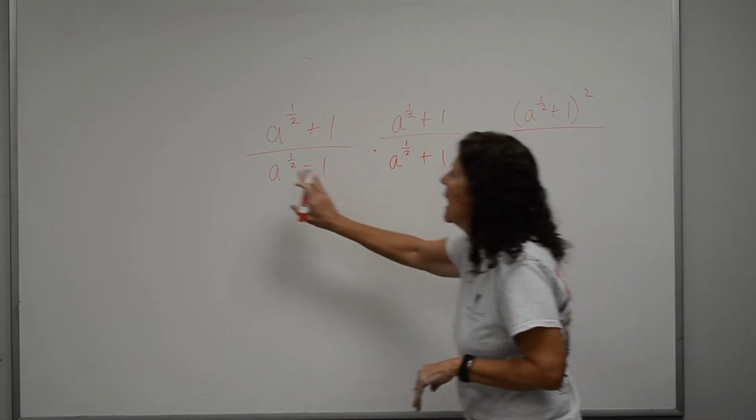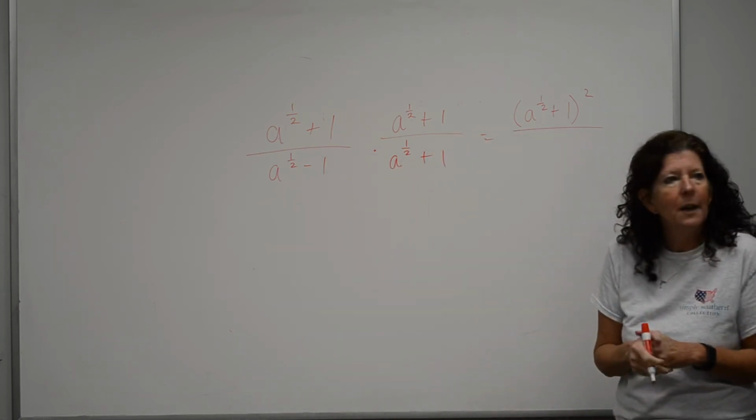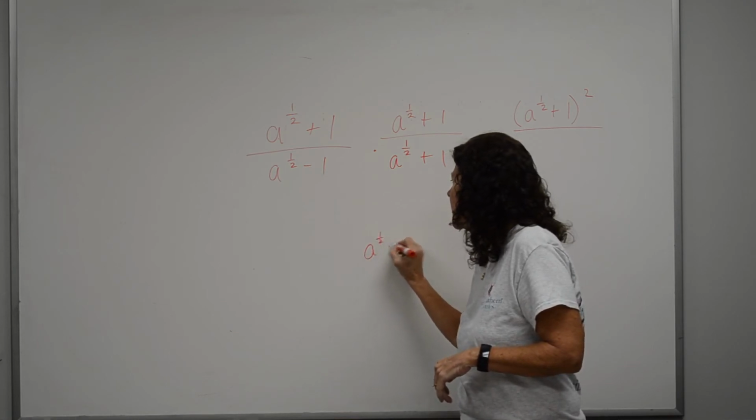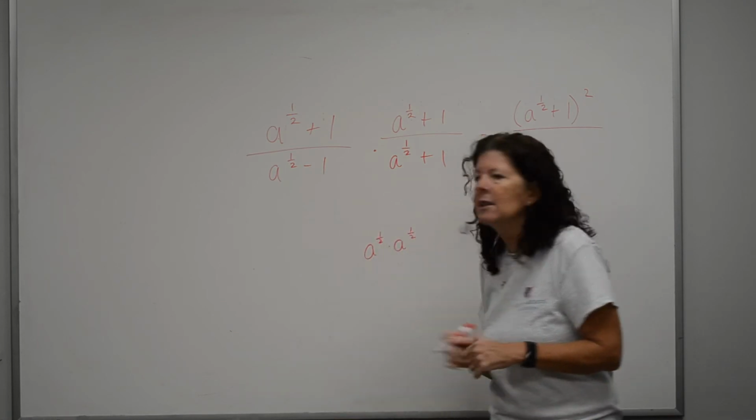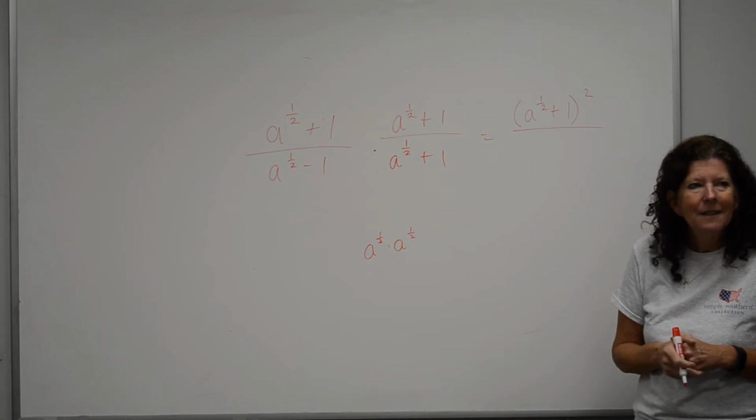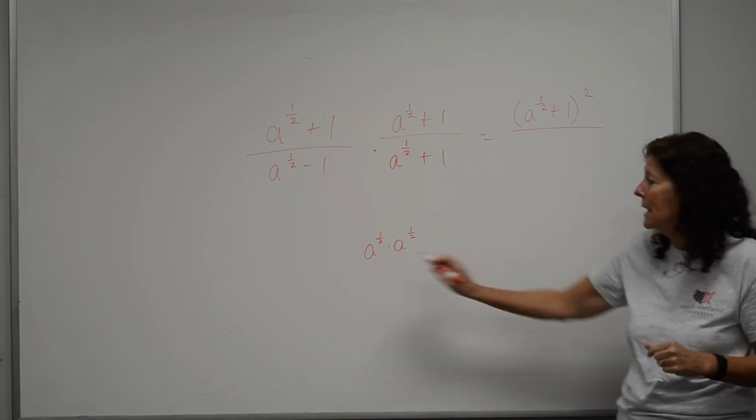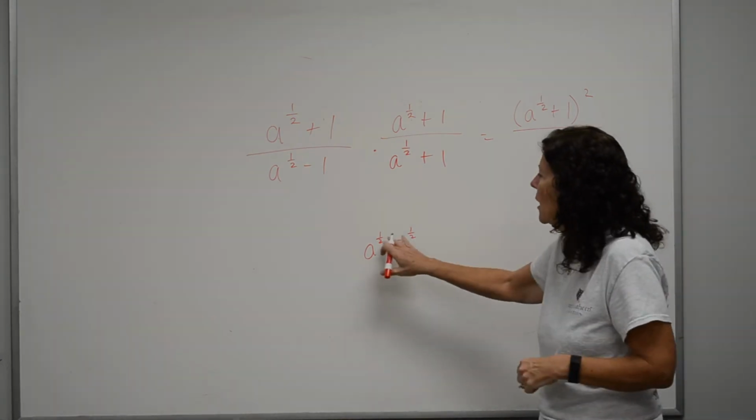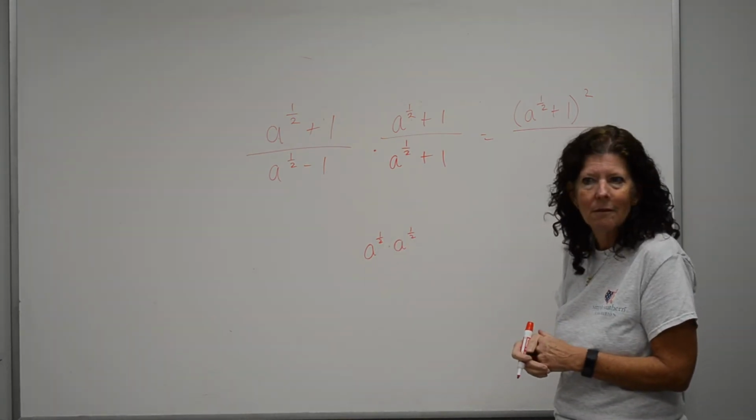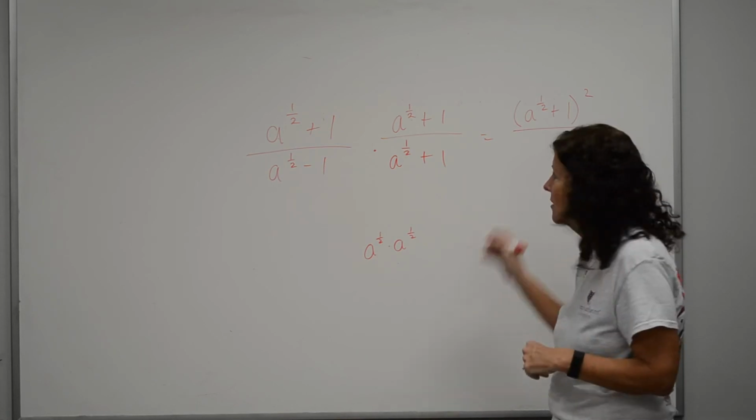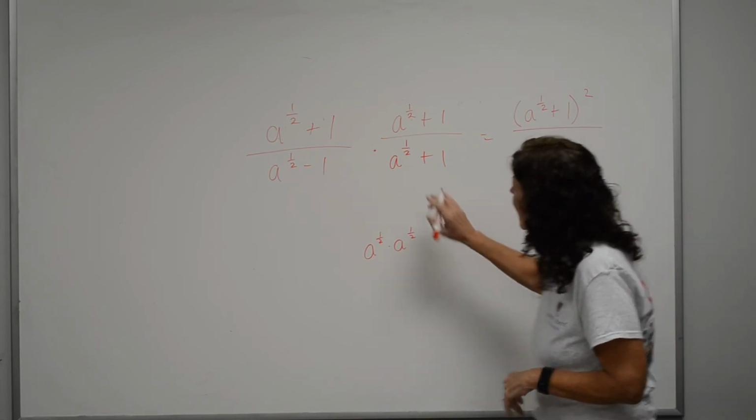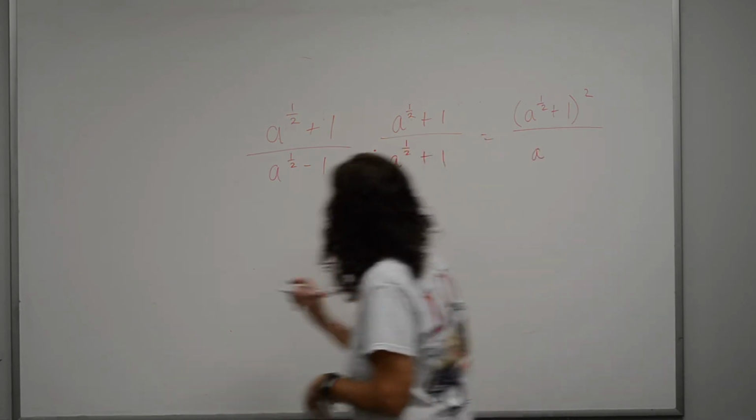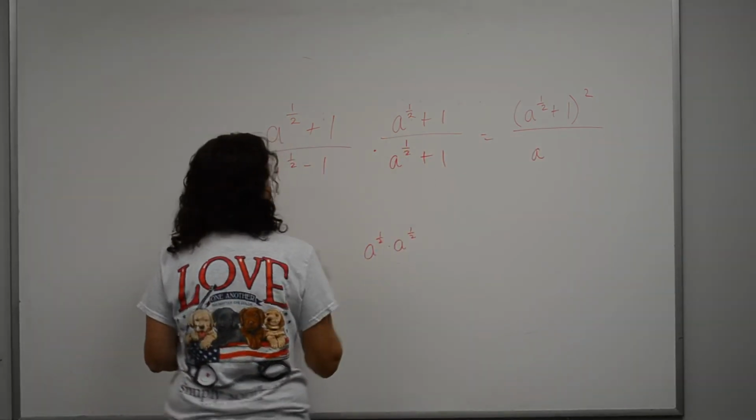On the bottom, a to the 1/2 times a to the 1/2. What is that? If the base numbers are the same, what do I do with the exponents? Add. I add them, okay? What's 1/2 plus 1/2? 2/2, which is 1. Just a, okay? Which means I did that one wrong. I don't know how I got the 1/2 on there.